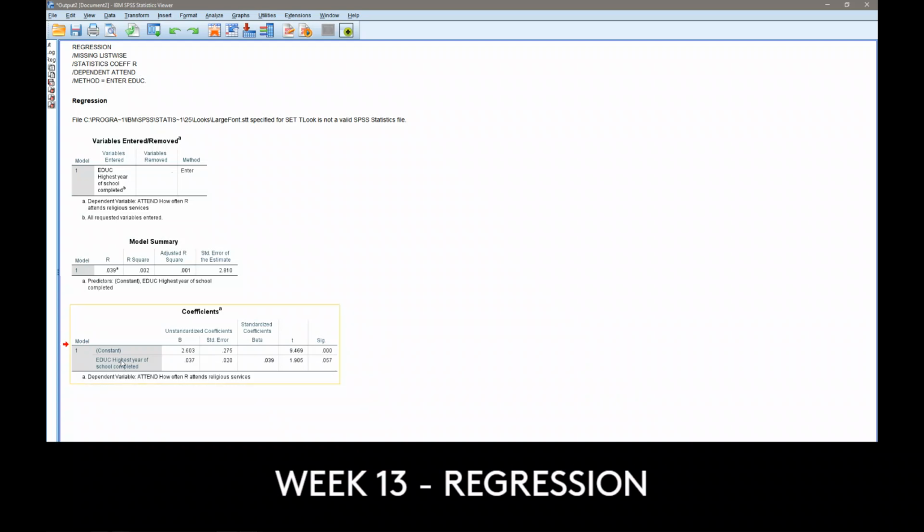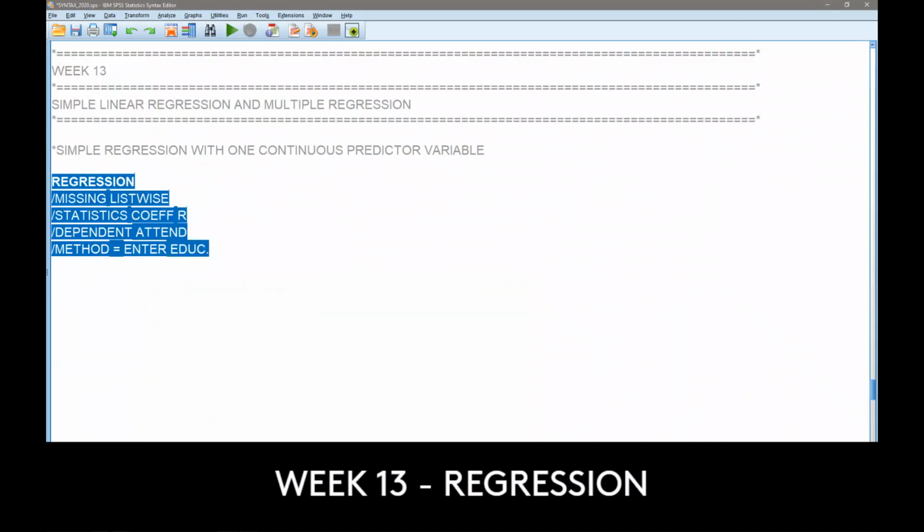So again, let's look at this. This is how you would interpret this result. For each unit increase in education, there is an associated 0.037 unit increase in religious attendance. And this relationship, this effect, is statistically significant at the 0.10 level, period. That's it. Very simple.